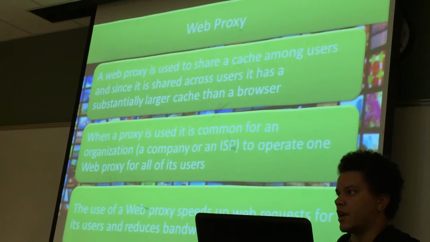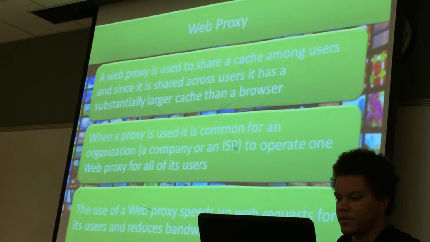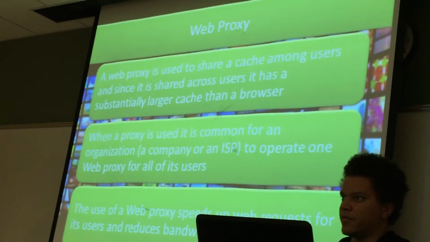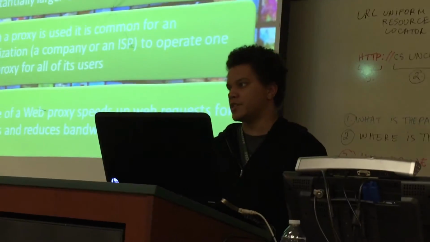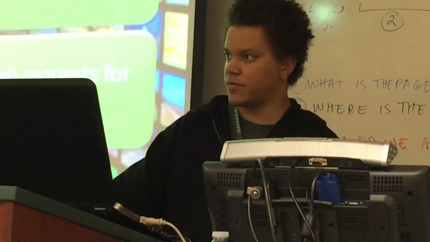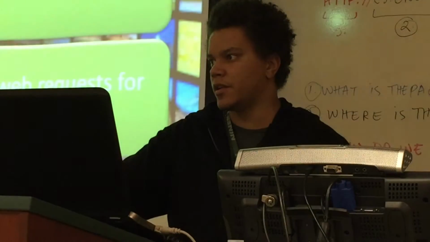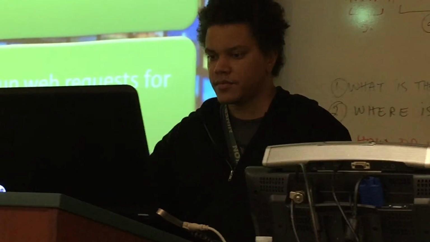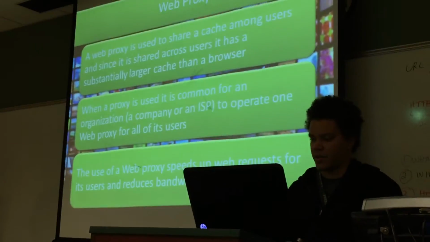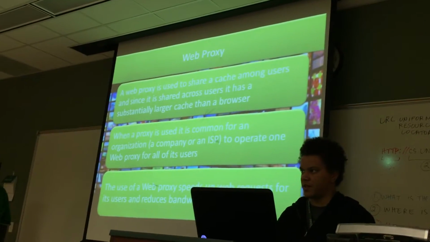I know various places I've interned at that this was a commonplace network configuration that we used. In fact, for my local apartment, we use a software suite called pfSense, which is actually a router configuration that will allow for web proxies and caching to take place on it. It dramatically increases speed and responsiveness of the internet. When you use web proxies, the speed of web requests improves and bandwidth usage is reduced.